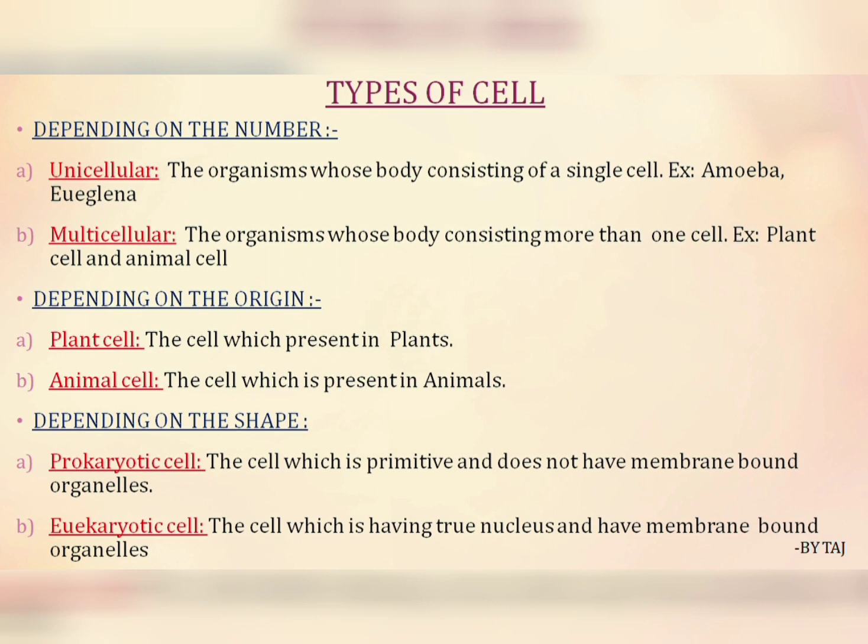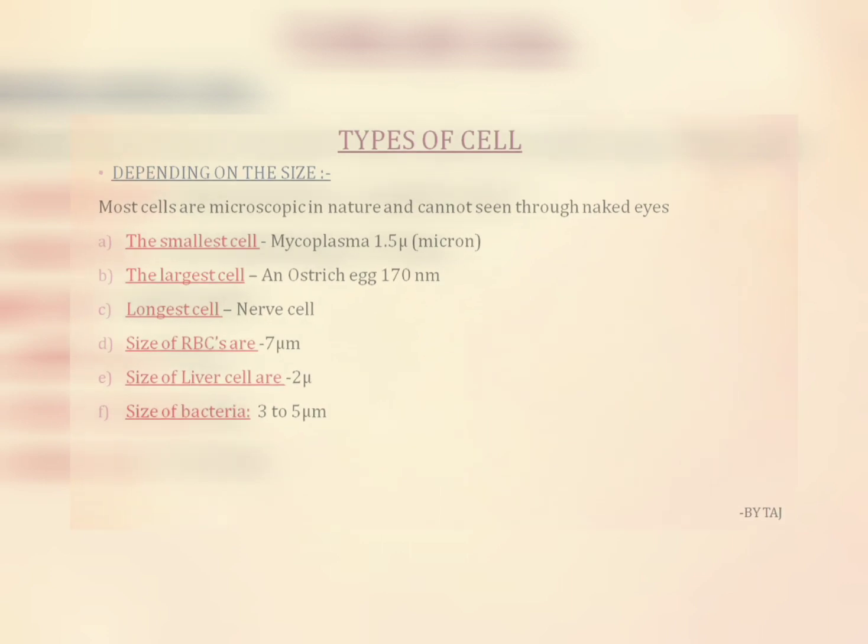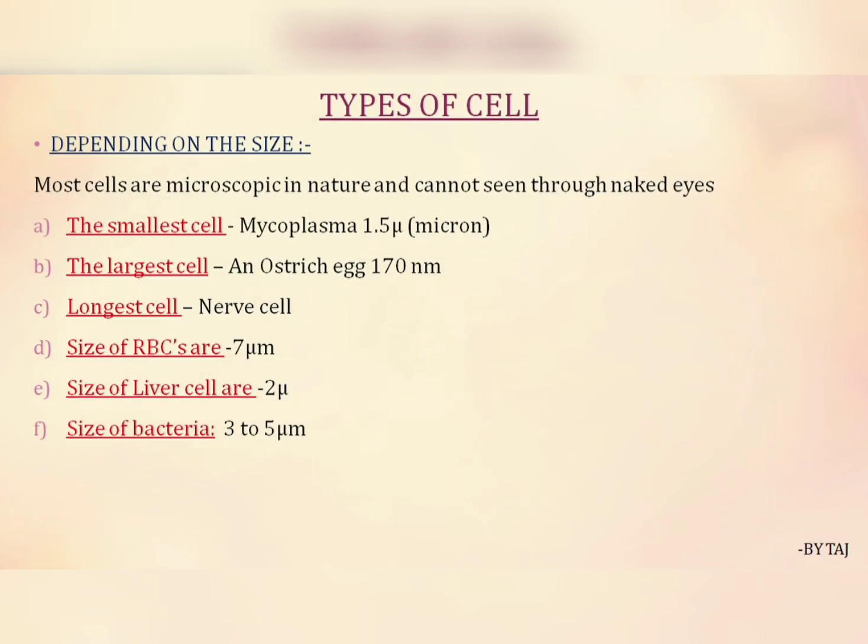Depending on the origin also, cells are classified into two main types, that is plant cell and animal cell. Plant cells are present only in plants, and animal cells are present only in animals. Depending on the structure, cells are classified into two types, prokaryotic and eukaryotic cells. Prokaryotic cells are primitive and do not have membrane bound organelles. Eukaryotic cells have a true nucleus and membrane bound organelles. Eukaryotic cells: plant cell and animal cell. Prokaryotic cell, example: bacteria.